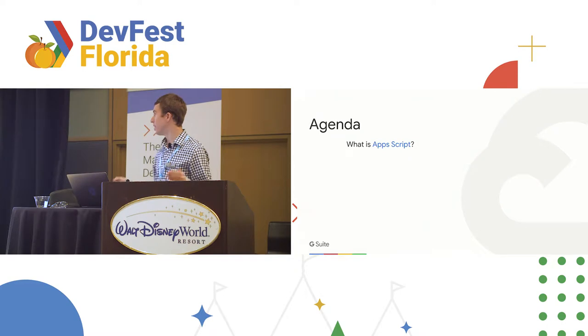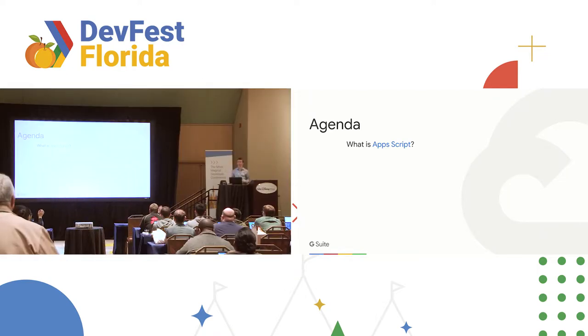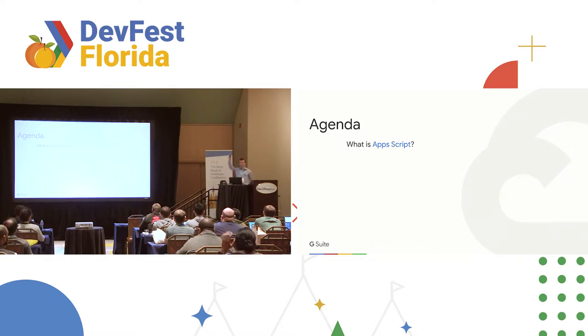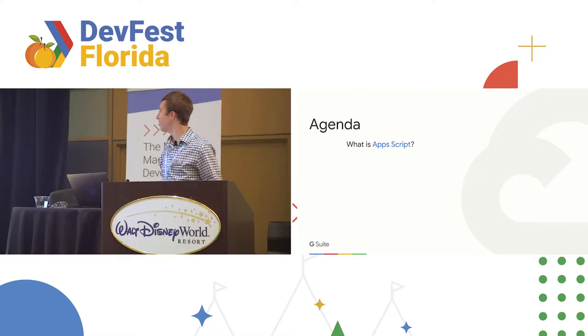So the proposed agenda is first talking about what is this AppScript? As a show of hands, who here has heard of AppScript? Okay, 2, 3, 4 people. Don't be shy. Yeah? Okay, cool. About 5 people in the room.